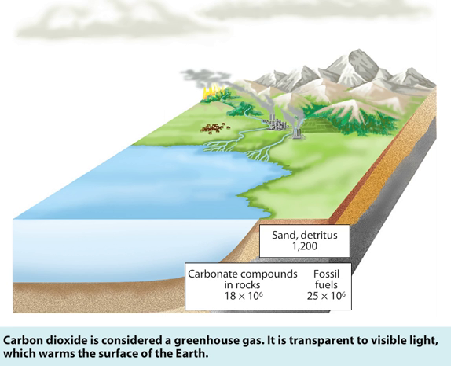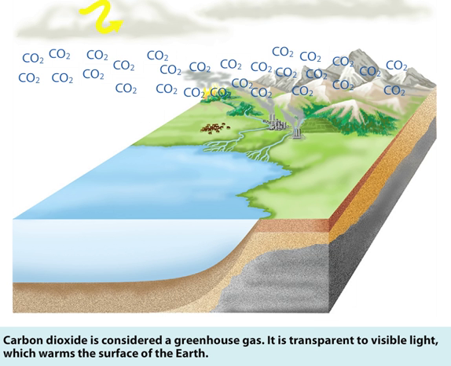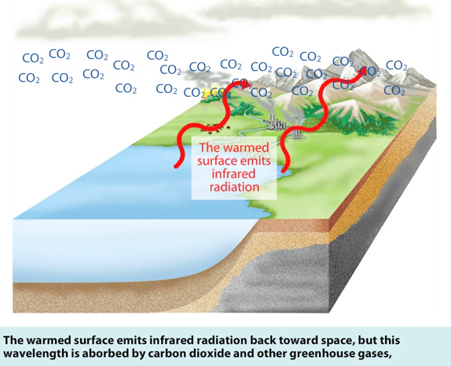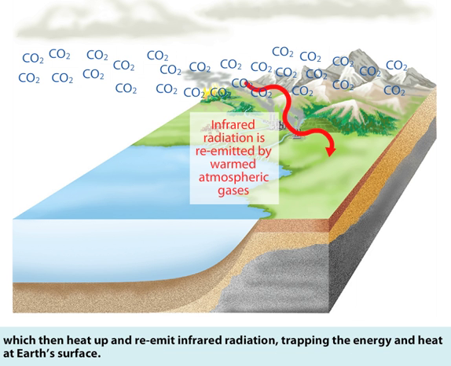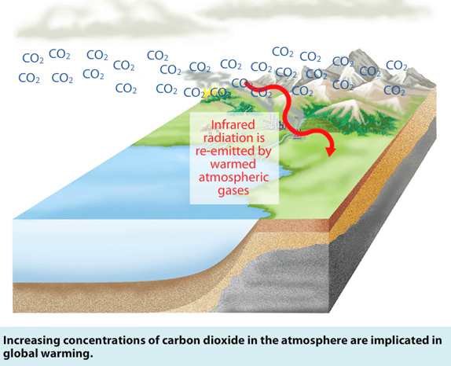Carbon dioxide is considered a greenhouse gas. It is transparent to visible light, which warms the surface of the Earth. The warmed surface emits infrared radiation back toward space, but this wavelength is absorbed by carbon dioxide and other greenhouse gases, which then heat up and re-emit infrared radiation, trapping the energy and heat at Earth's surface. Increasing concentrations of carbon dioxide in the atmosphere are implicated in global warming.